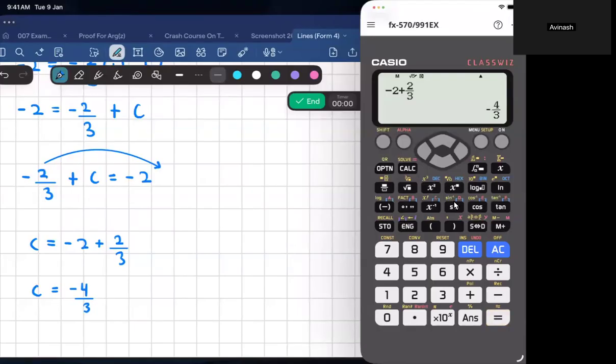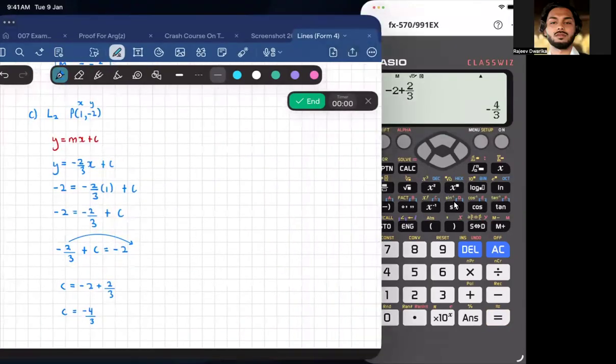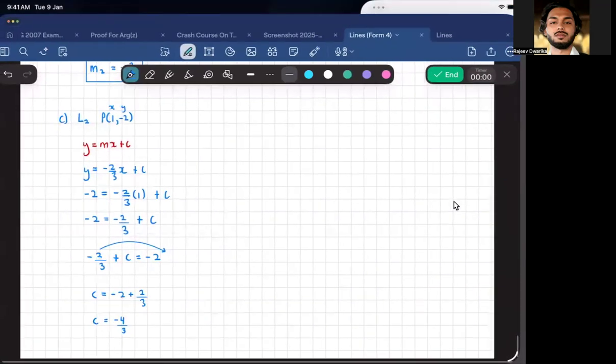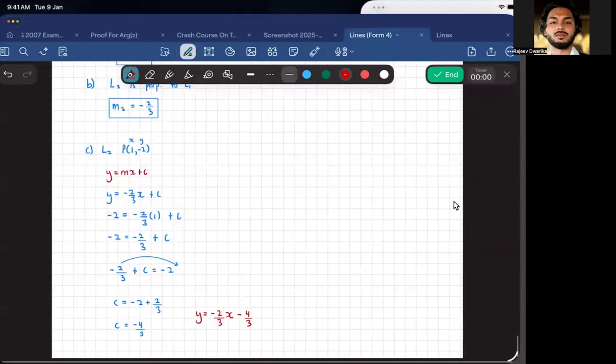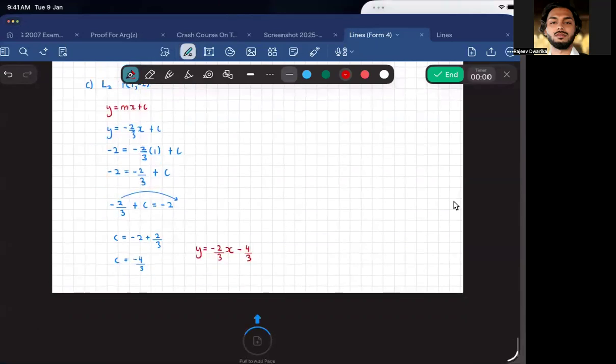That's it again. Yeah. Right? So if we found for C, where's the final equation of the line then? It'll be y equals minus 2/3 x plus minus 4/3. Right? Plus by minus is minus, so I could just write minus 4/3. Yeah, that's the answer there. Right? Great.